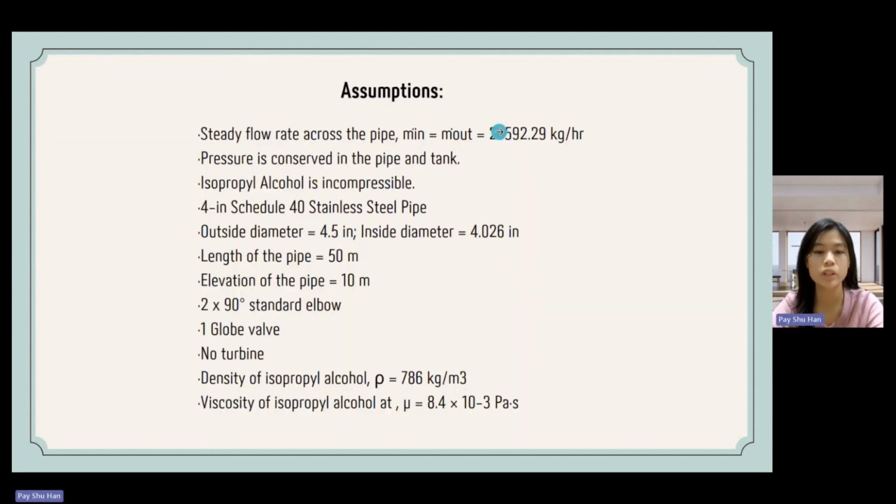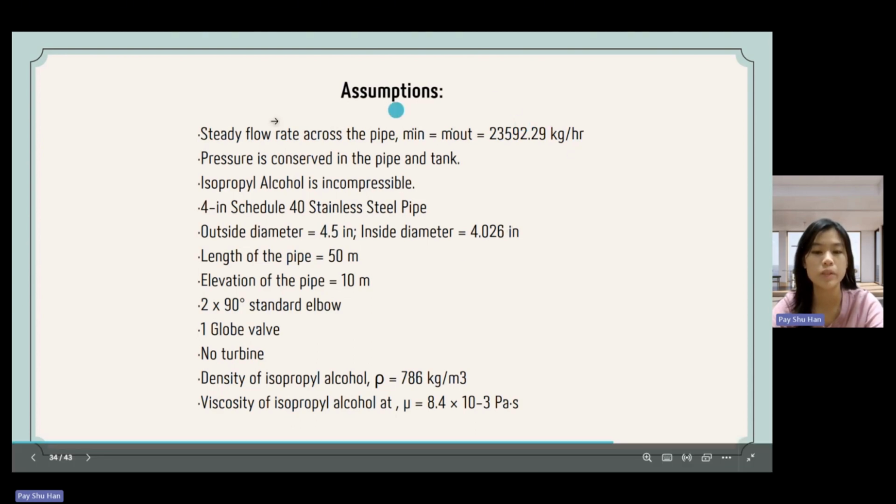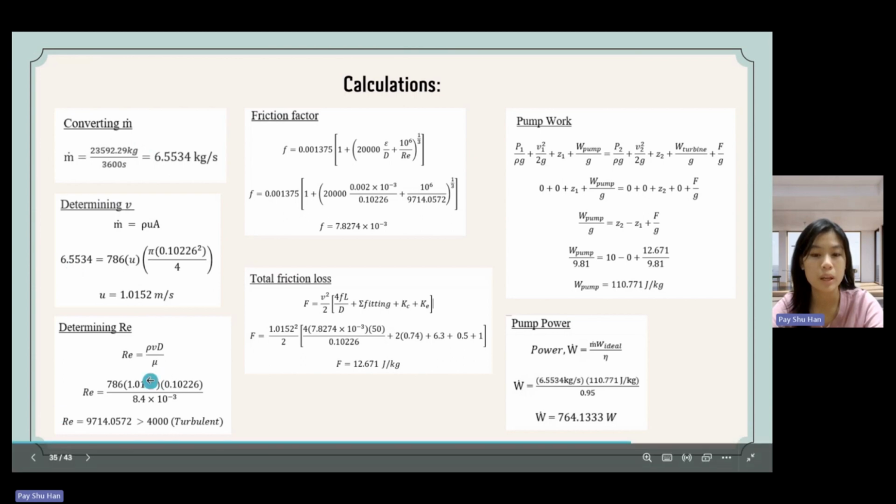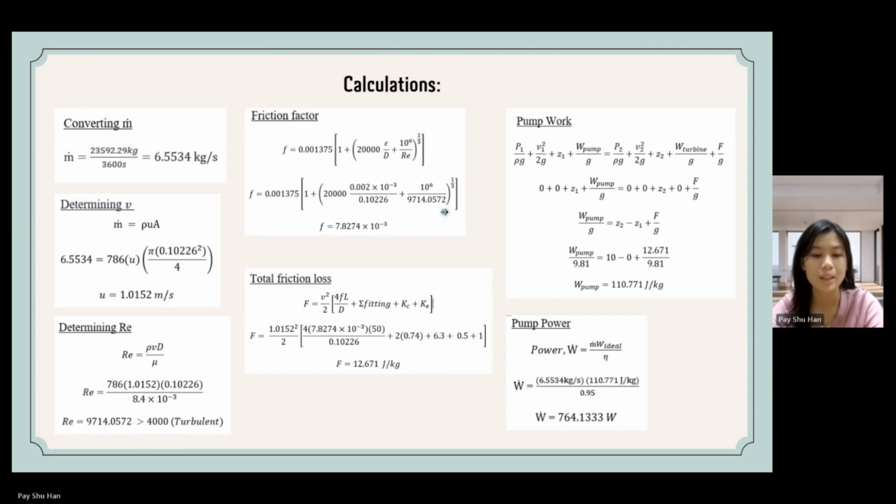Next, let's do some calculations to estimate the pump power needed to pump the isopropyl alcohol. By having all the specifications of the pipe, we can start doing our calculations. Firstly, we use the volumetric flow rate to find out the velocity of the fluid flow to determine the Reynolds number. Because the Reynolds number is more than 4000, we can assume the fluid flow to be turbulent. The friction factor is then calculated by using the formula for turbulent flow. Next, total friction loss from the pipe fittings, contraction and enlargement is calculated.